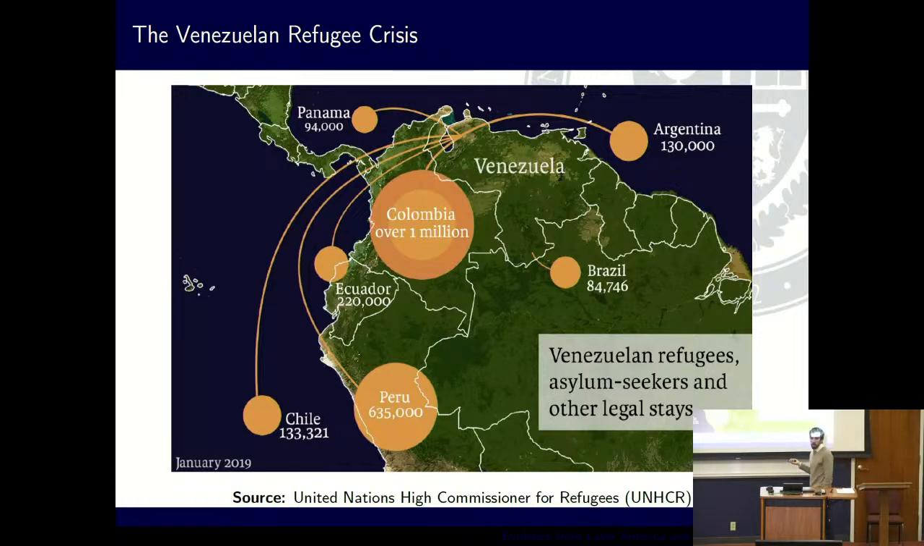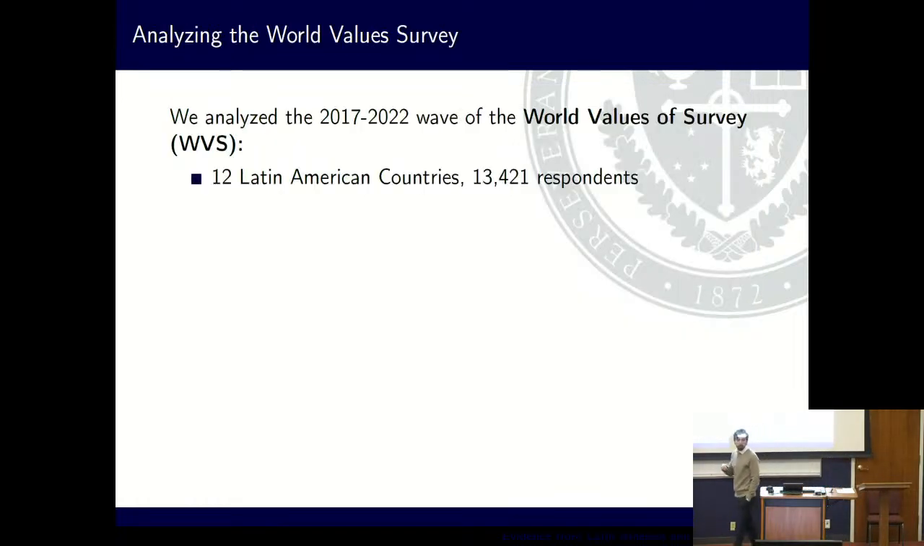But we wanted to look and see not just what public opinion looks like in these areas, but whether those social identities were operating differently depending on the country we were talking about. We look at some countries, like Colombia, that received a ton of refugee migration, and then look at other countries like Uruguay that did not receive as much.